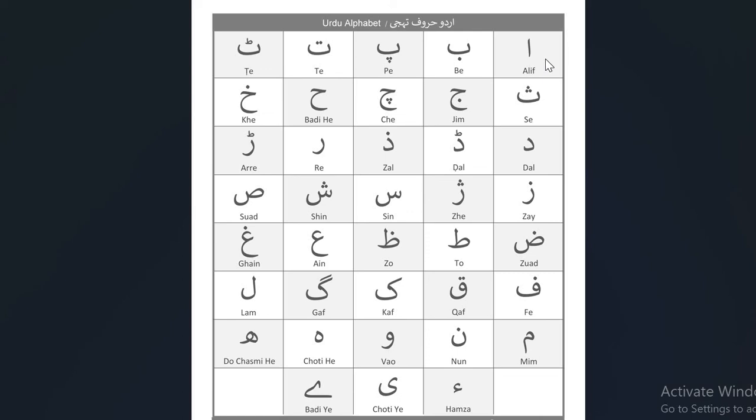Similarly, there are other examples that we will be coming across in the future lessons.